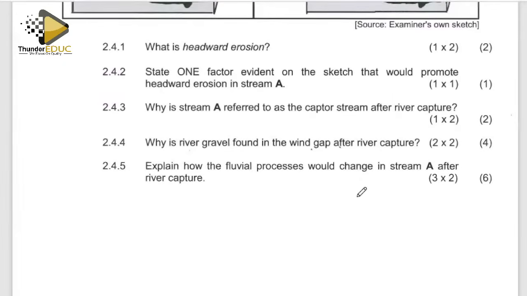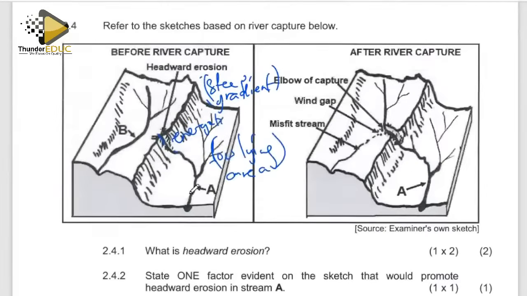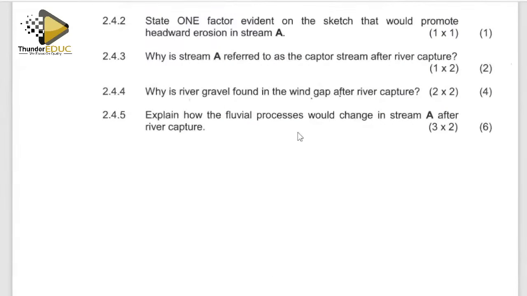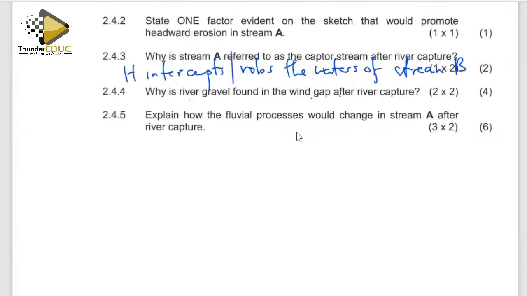Why is stream A referred to as the captor after river capture? Stream A here is regarded as the captor. It captures the water of B. Right, why is it a captor? It is because it intercepts or robs the waters of stream B. That is why it's a captor, in the sense that it is capturing.